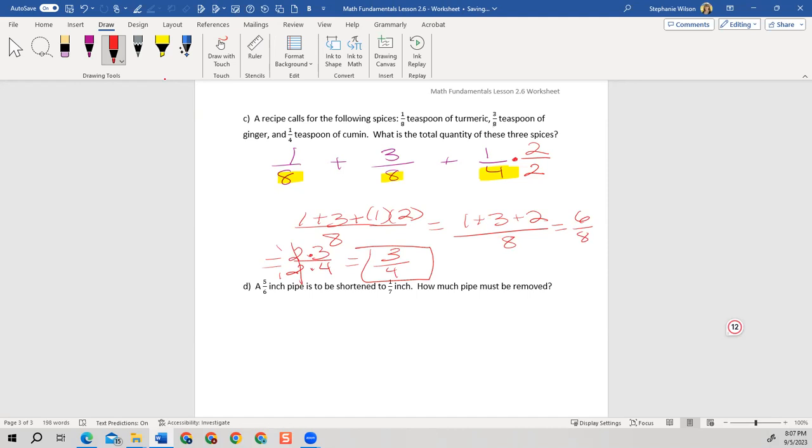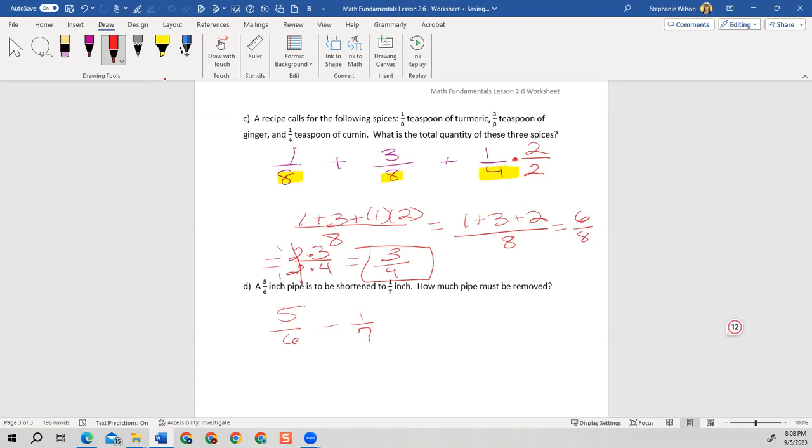Now let's do the next application problem. It says we have a 5/6 inch pipe that is to be shortened to 1/7 inch. How much pipe must be removed? So we know we're talking about subtraction here, right? Because we have 5/6 minus that 1/7. In order to subtract these, we have to have the least common denominator. I see that I have 6, which is made of a 2 and 3, and then I have 7 in the denominator, and 7's prime.